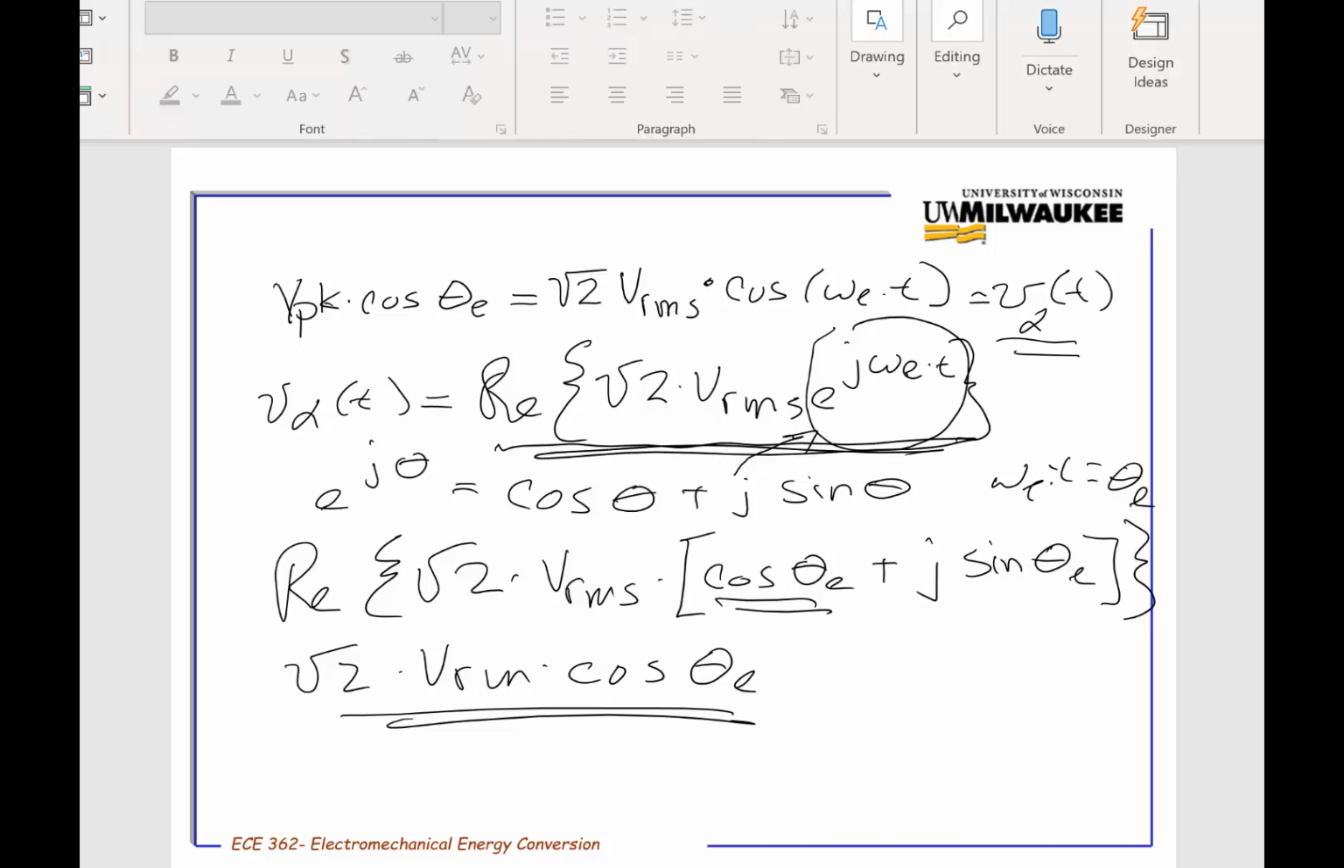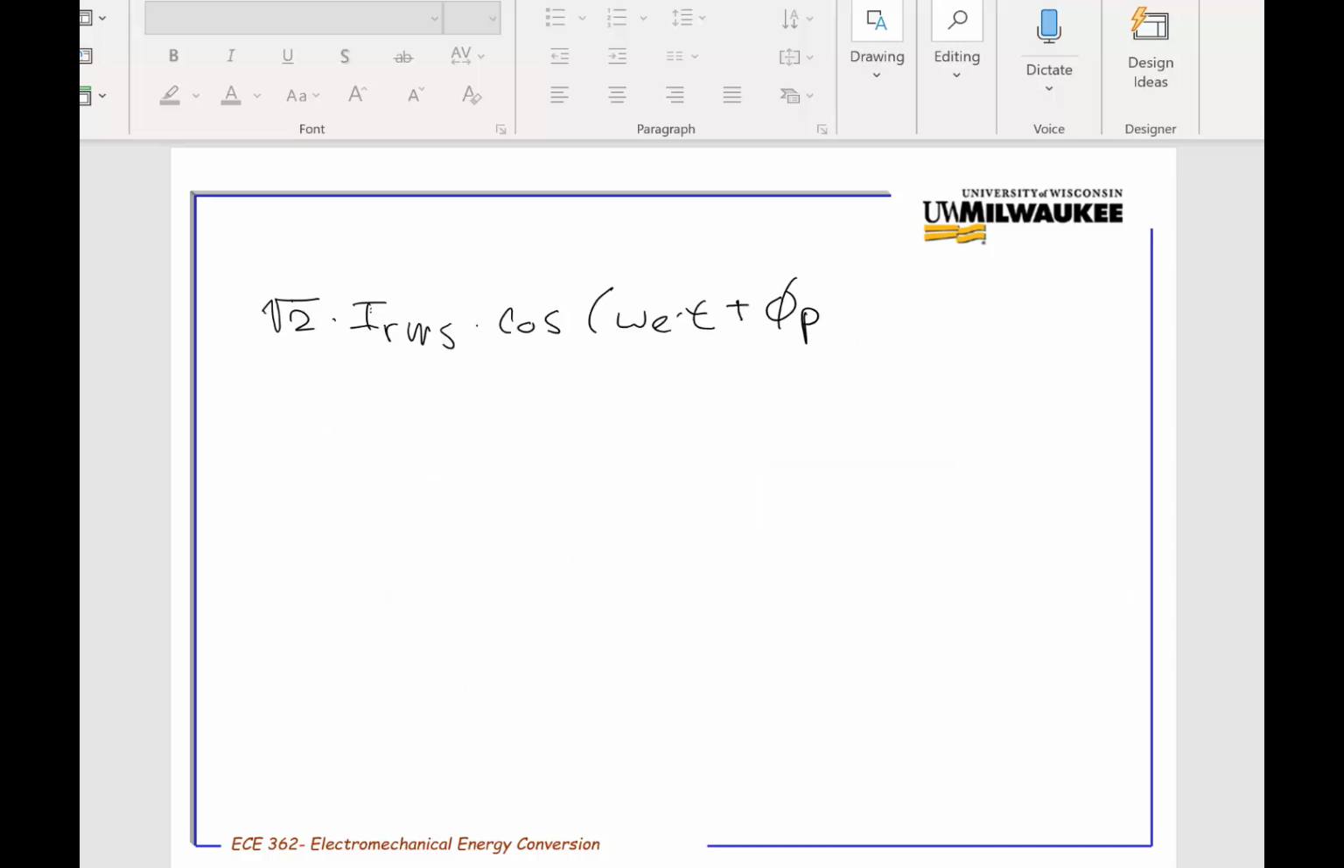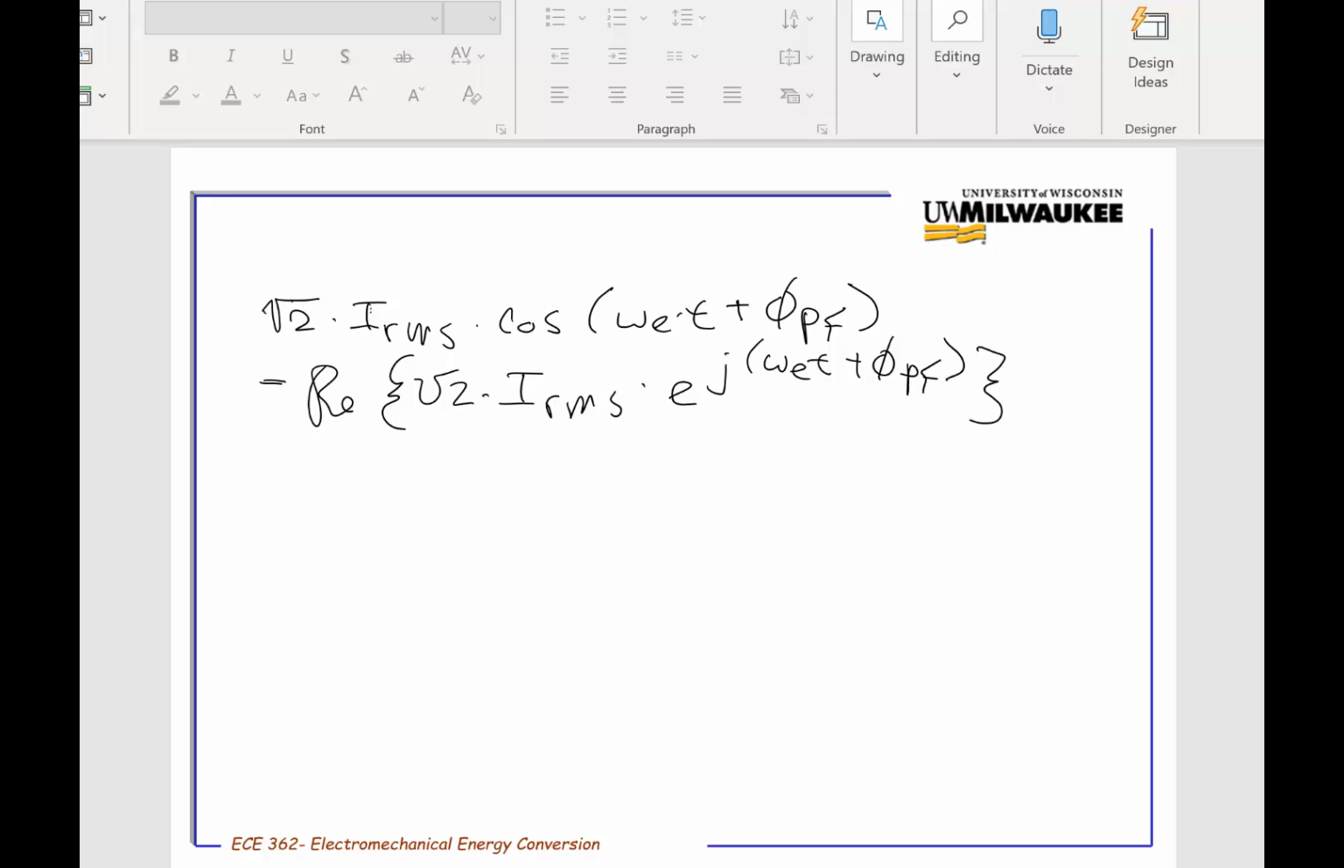If we want to consider the current, we have an angle offset there. And the phasor representation for that is the real component of square root of 2 I RMS e to the j (omega_e t plus phi_pf). And so, in a similar fashion, I could show and prove to you that these two are equal to each other using the Euler expression.